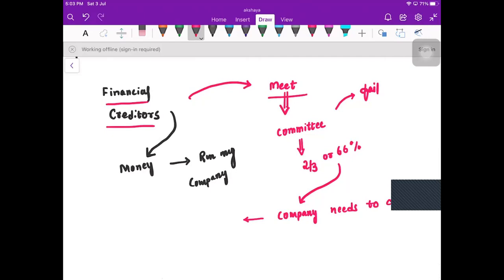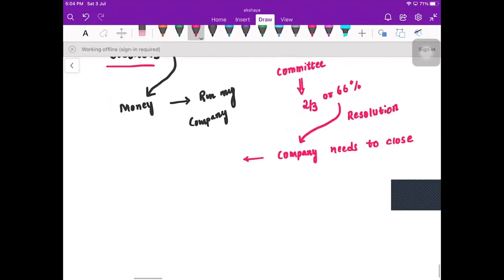Now, the company needs to be closed, as decided by the financial creditors, that is 66% or two-thirds of the members. And they have passed a resolution also, a resolution to close this company. Right? Now, where will they approach? They will approach the court. Which court? NCLT. That is called the National Company Law Tribunal.